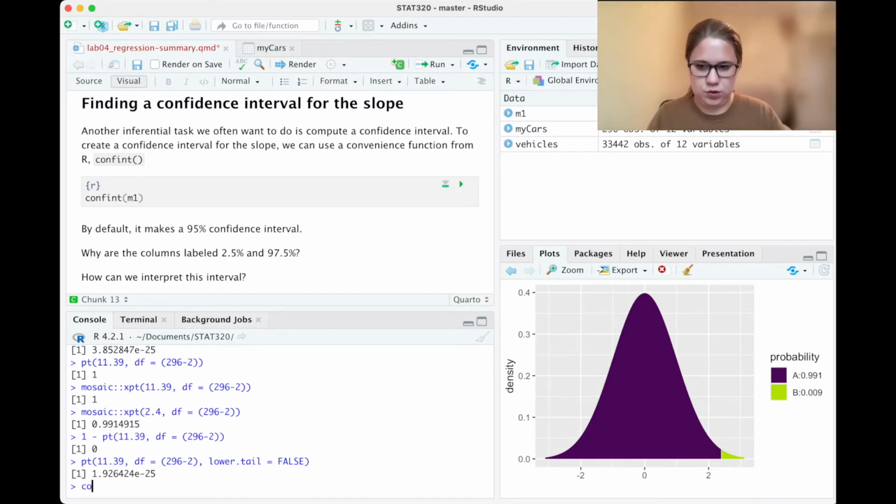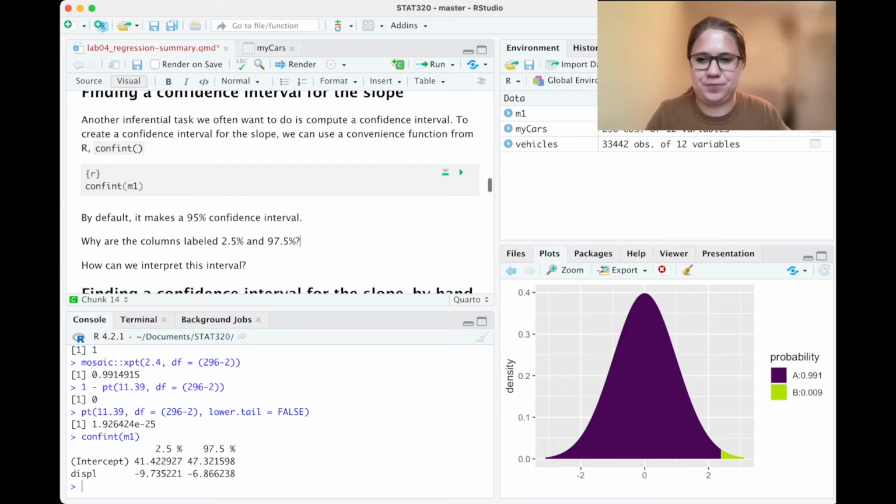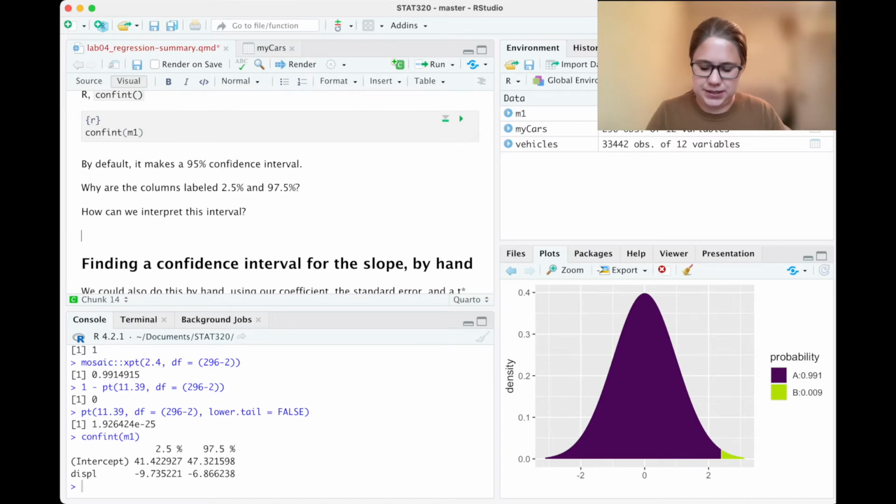That's the function which will make a confidence interval for you. So if I do confint M1 and hit enter, it gives me a 95% confidence interval by default. The columns are labeled 2.5% and 97.5% because those are the little tails out there. So I want 2.5% more extreme on one side. And then again, because R always counts everything to the left, I want 97.5% to the left because that's 95% plus 2.5%. So this is by default a 95% interval, and I will do the interpretation sentence.